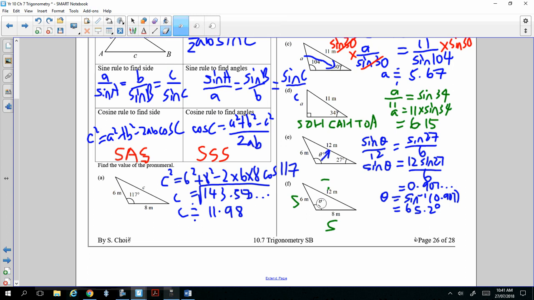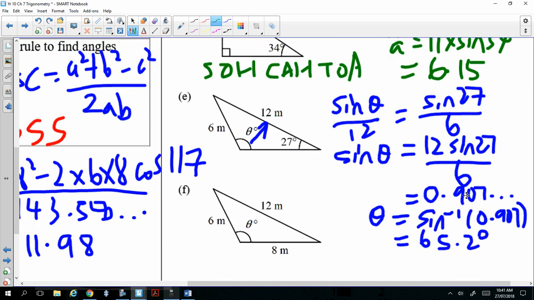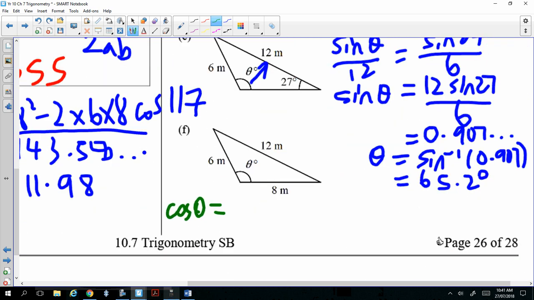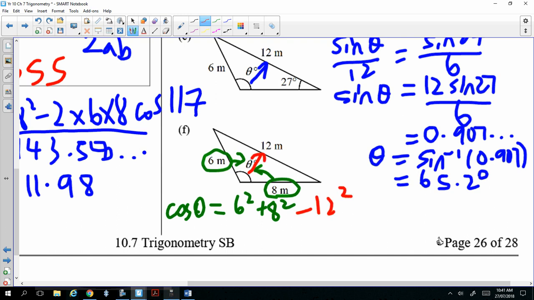So start off with cos theta. Cos theta equals a squared plus b squared. The one next to the theta is the one you plus. The one you minus is the one opposite to theta. Get it? So that's the easiest way to remember. Of course, you need to have a denominator, 2 times 6 times 8 again. So now just press the button on the calculator to get theta. Remember to do shift cos to get the angle.